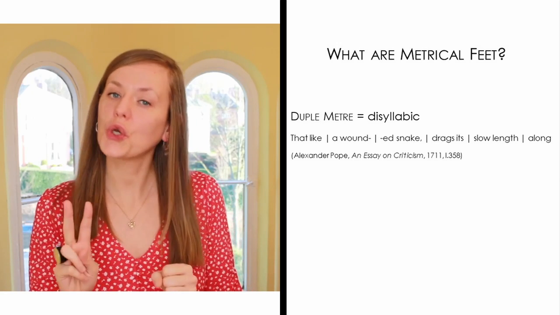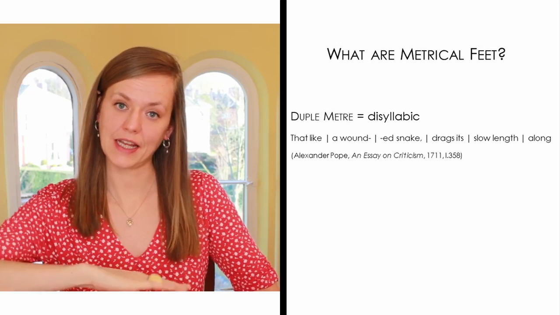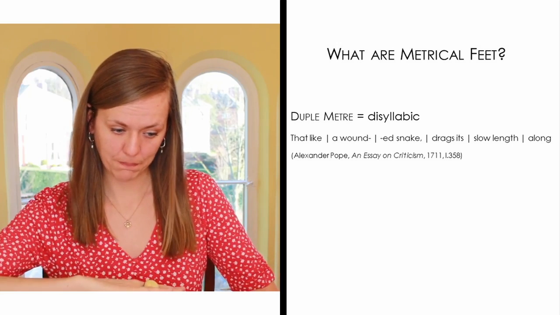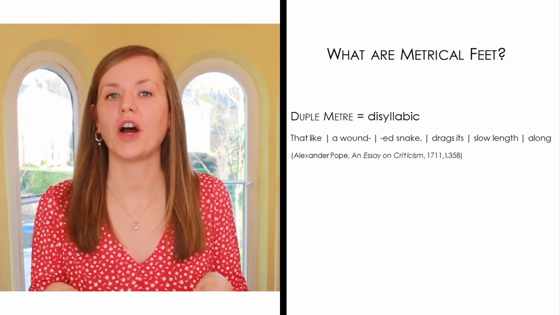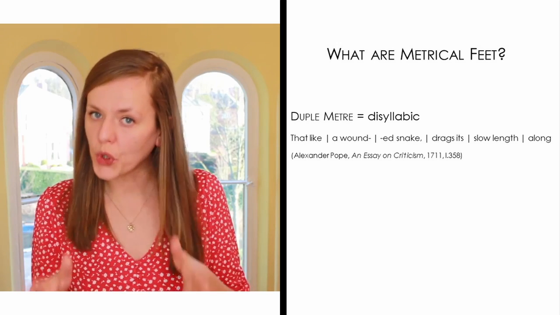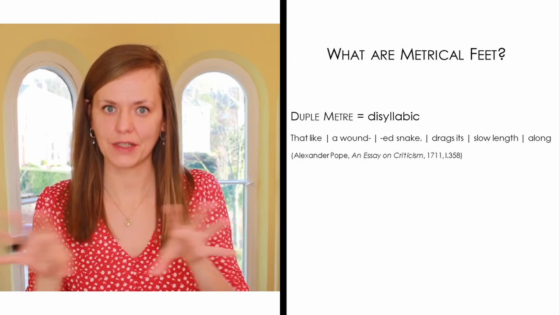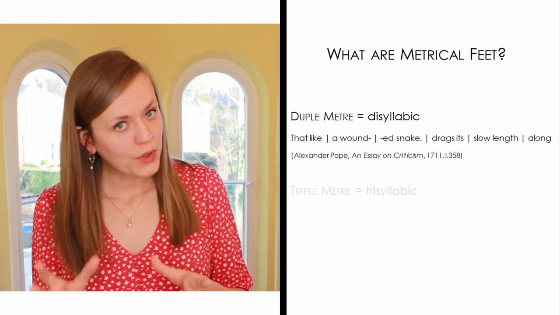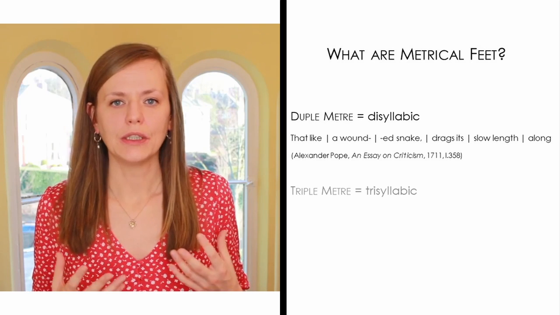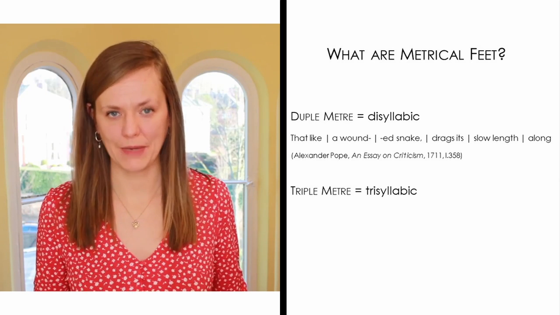It's got two syllables in each metrical foot, that like a wounded snake drags its slow length along. Note, however, that the metrical feet can divide words. So the word wounded here is divided between different metrical feet, and that's fine. Now, we also have, although it's much rarer in English poetry, triple meter.